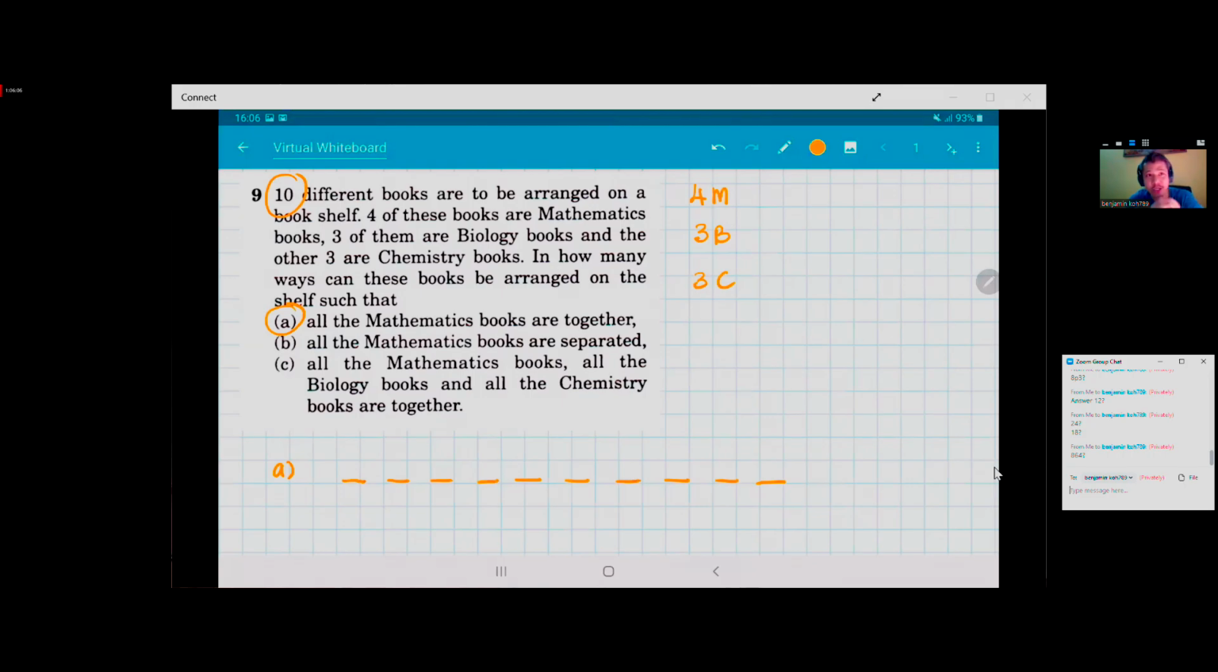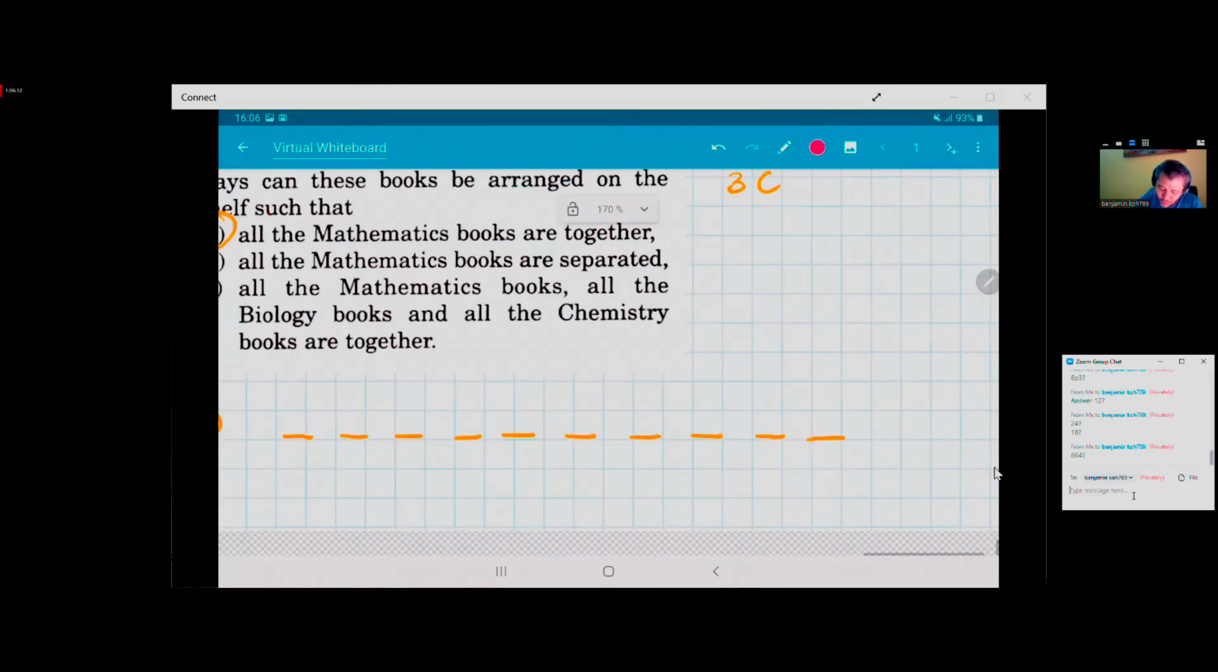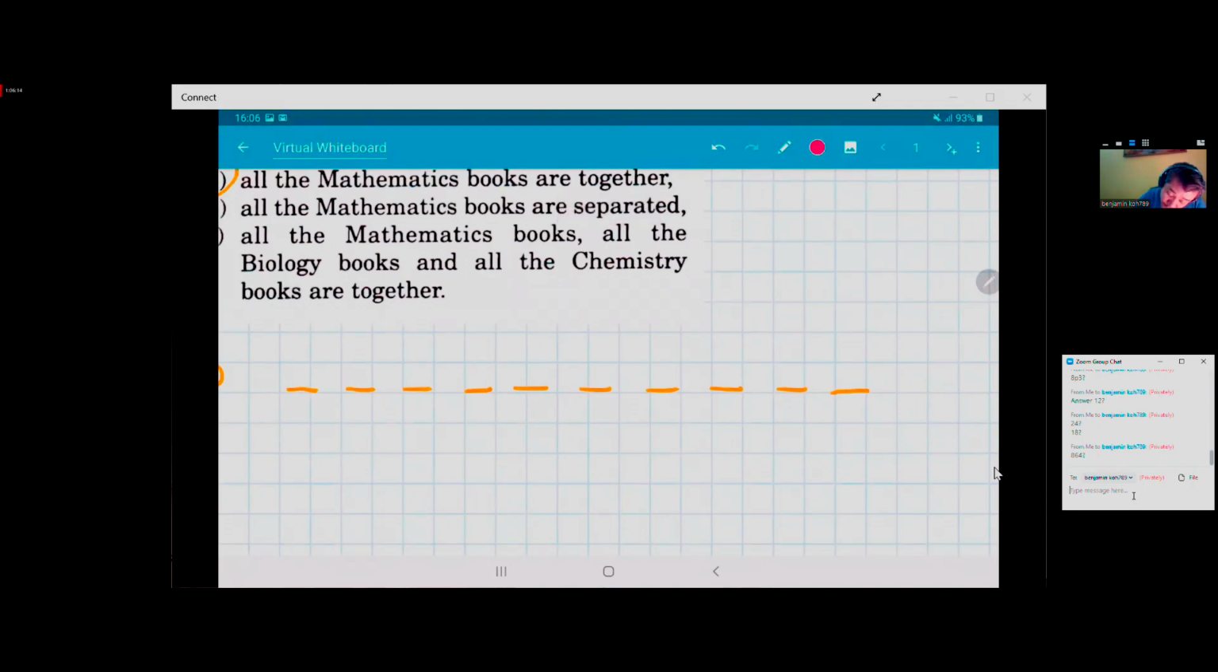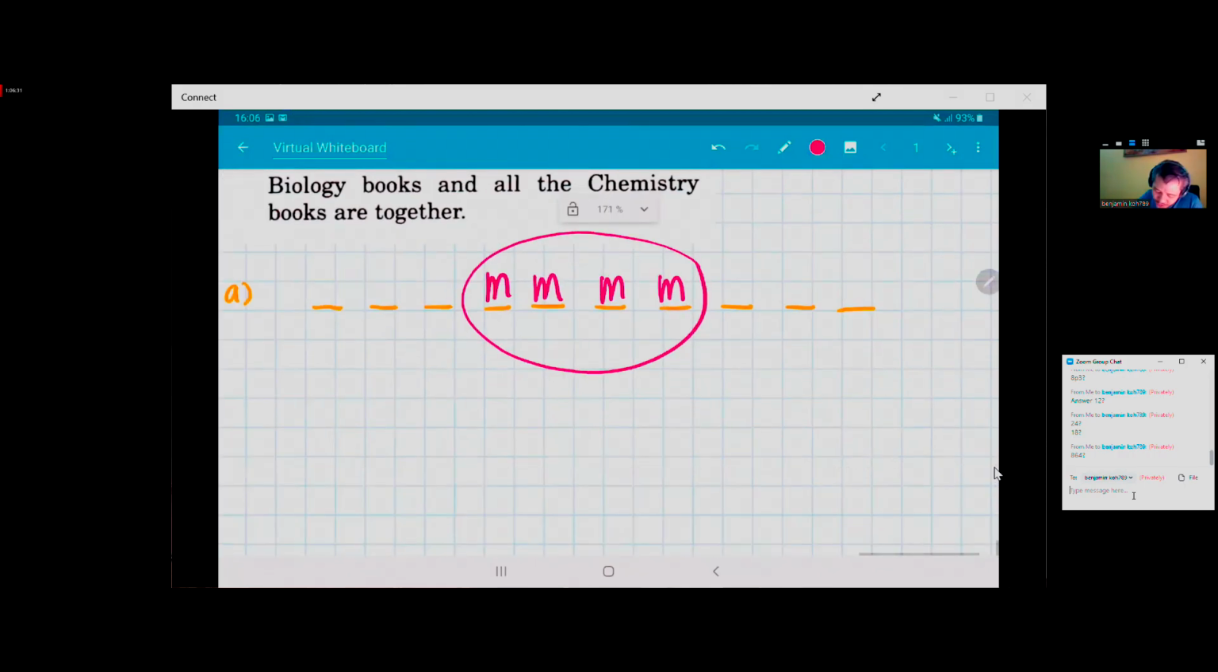Okay, so you see, they want the 4 math books to be together. It doesn't matter where you put them. So for example, 1, 2, 3, 4. 4 buku matematik together. Bulatkan. Bagi together, yang bersama, ataupun bersebelahan. So 4 buah buku matematik bulatkan. Ini satu kumpulan. Dalam kumpulan ini ialah 4P4, correct?